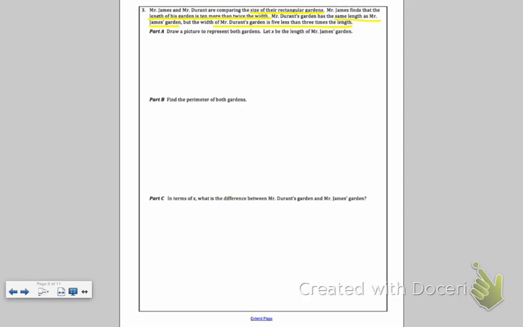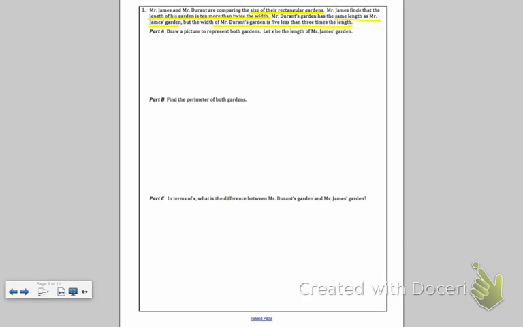So it can be overwhelming to have so much information presented to you all at once. So the best way to solve a word problem is to actually start drawing pictures to represent the scenario. And that's exactly what we're asked to do in part A. It says draw a picture to represent both gardens.